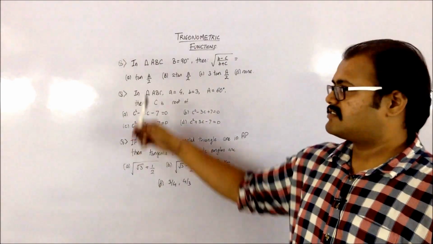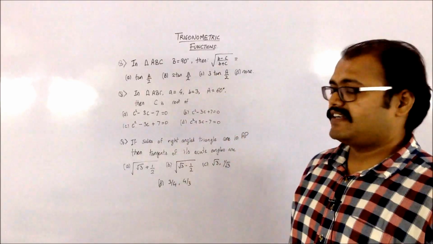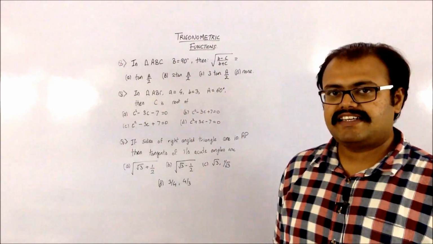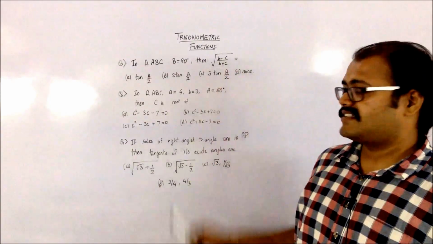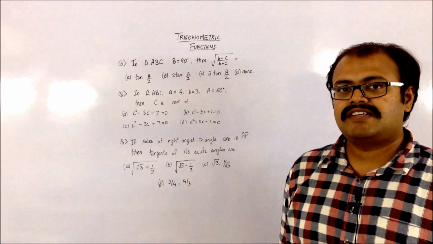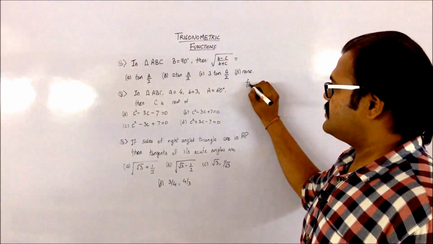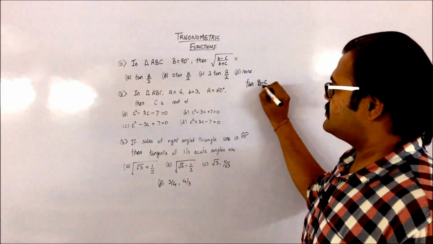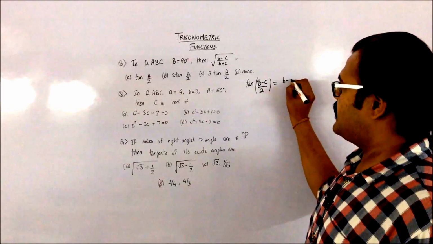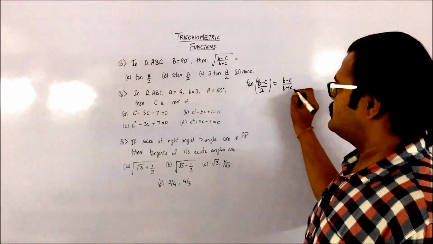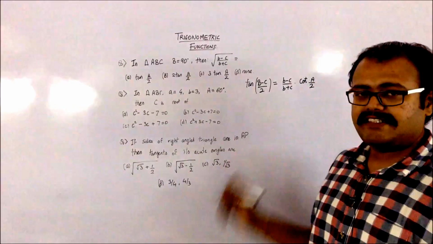Let's see the first question. We have a triangle ABC, where angle B is 90 degrees. Then I have to find this particular ratio. Now if you recollect the formulas which we have just seen, you can see that (b minus c) upon (b plus c) is found in the formula for the tangent rule. So we can basically apply that. So I'm going to get tan of (B minus C) by 2 equal to (b minus c) by (b plus c) into cot of A by 2. So I'll be having this particular formula.